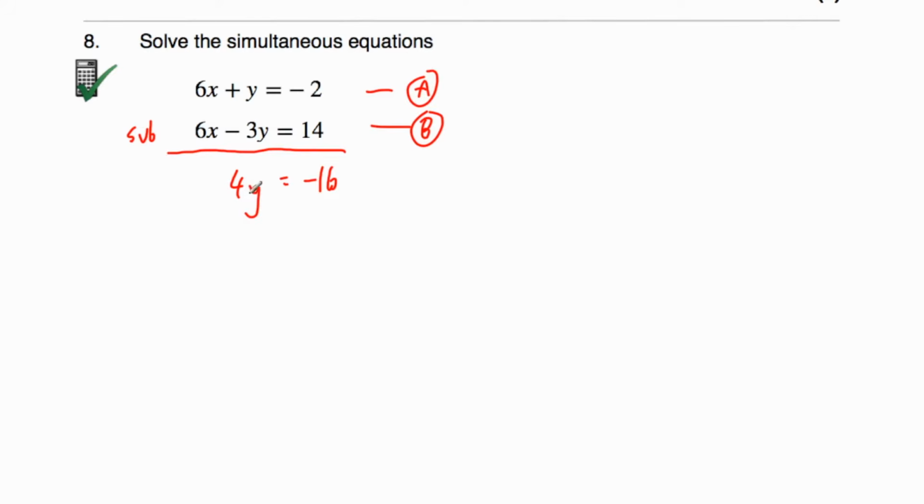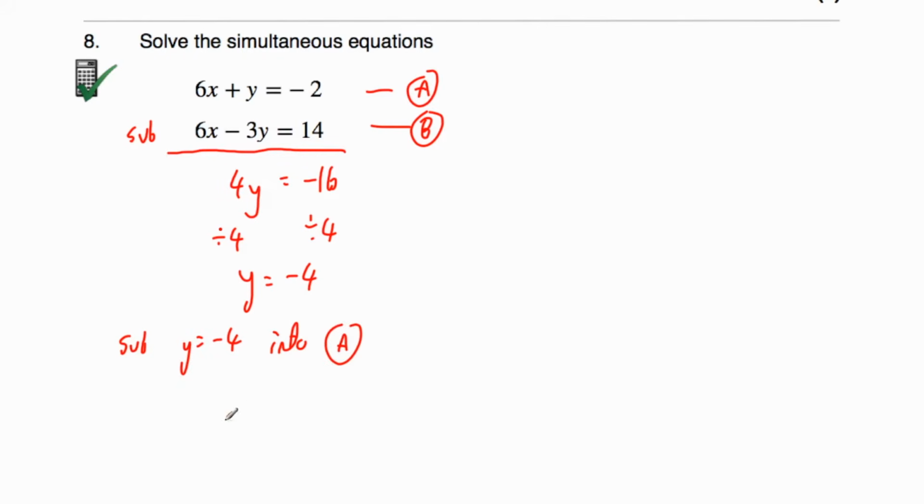Now we want to find out what y is, so let's divide by 4 and divide by 4, and we're going to get that y is equal to, now 16 divided by 4 is 4, so minus 16 divided by 4 will be minus 4. So we find out what y is, minus 4. Now we want to find out what x is, so let's substitute that into one of our equations, and I'm going to substitute it into our top one. So we've got sub y equals minus 4 into equation A.